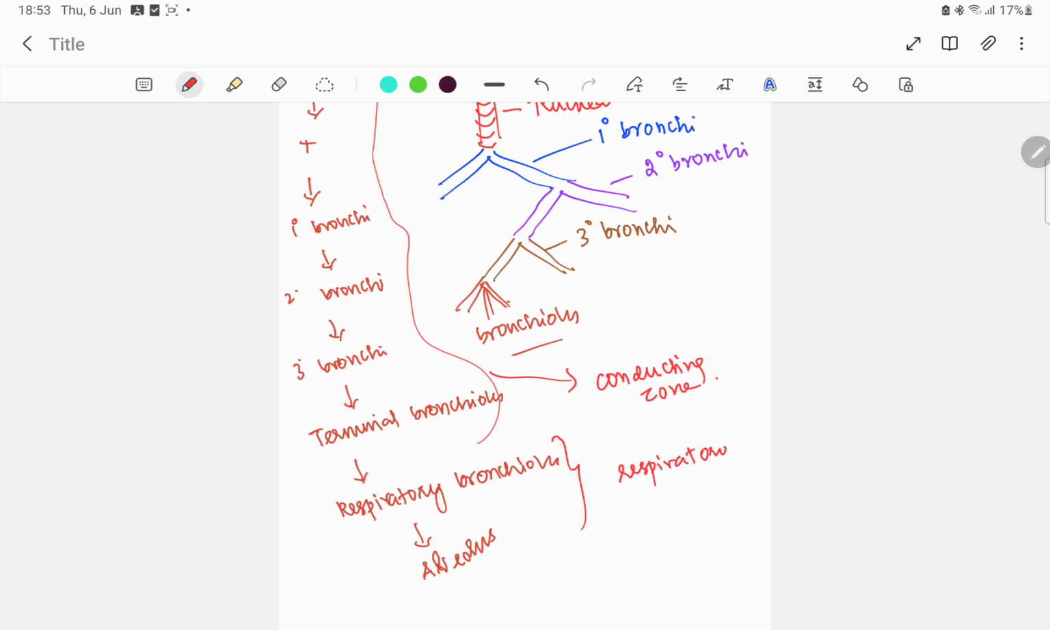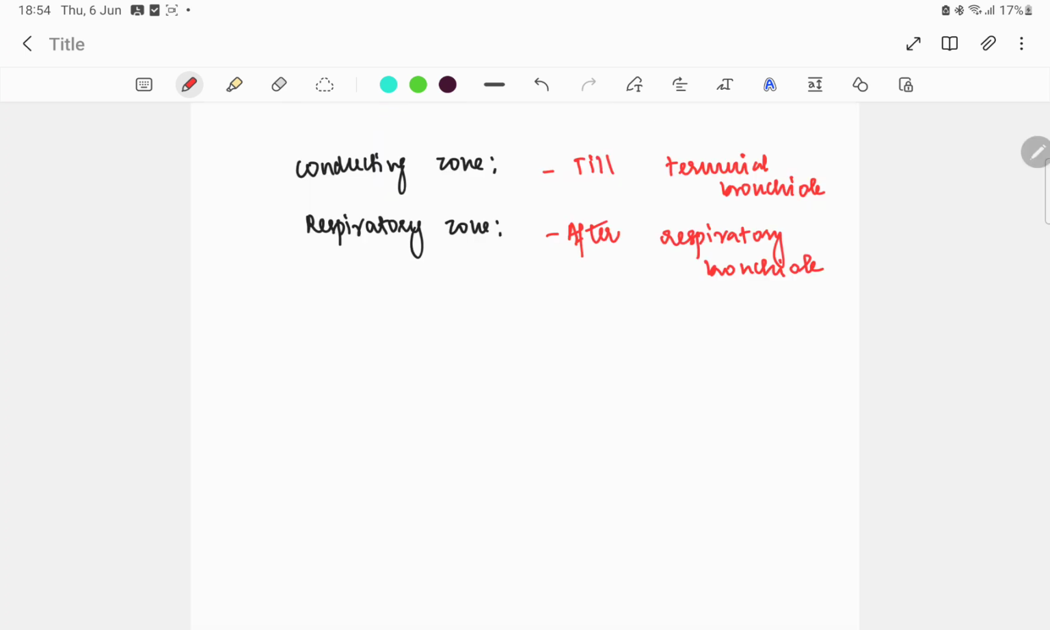So the respiratory pathway is divided into two zones: the conducting zone, which is up to the terminal bronchiole, and the respiratory zone. Respiratory zone includes respiratory bronchiole and alveoli. Now these are very important questions. Conducting zone starts from the nose and ends at the terminal bronchiole, and the respiratory zone starts at the respiratory bronchiole. These two questions are very important.